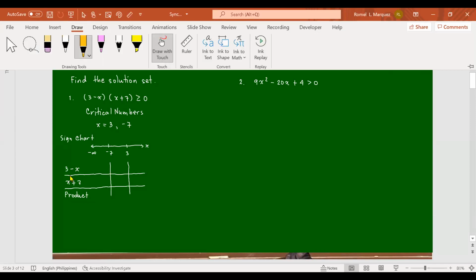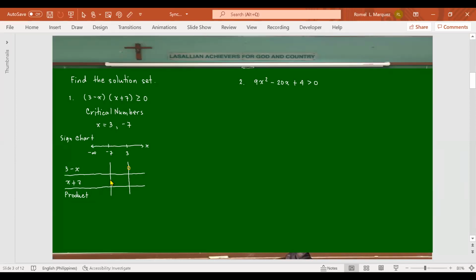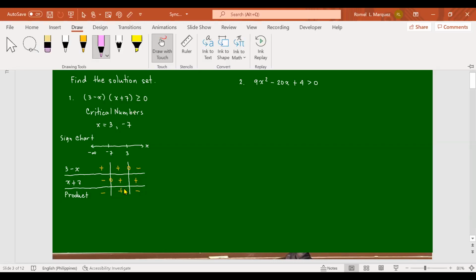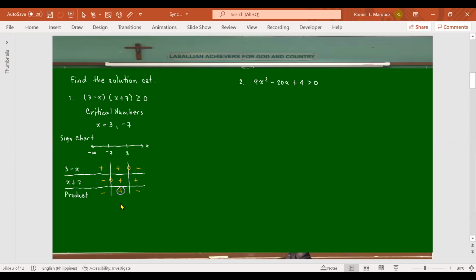So this is 0 when x is 3, right? This is 0 when x is negative 7. What am I going to write on the right part of the 0 here? Positive or negative? Negative. And then to the right, positive, because the coefficient is negative. Coefficient here is positive. So to the right, positive, then negative here. What's the product? So we want it greater. So it's somewhere here. Am I correct, children? Yes po.